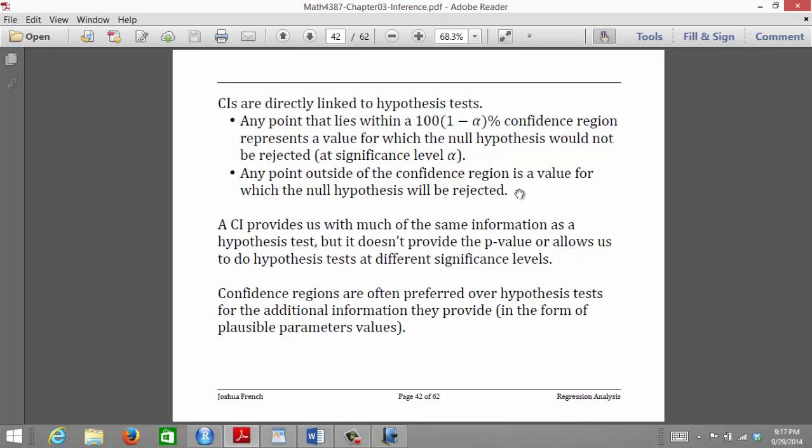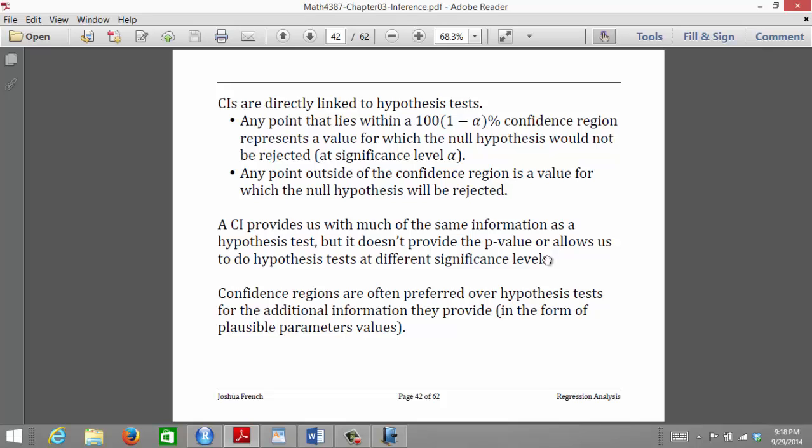A confidence interval doesn't give us some of the same information that a hypothesis test does. For example, we don't get a p-value when we construct a confidence interval, and we can only construct a confidence interval at a specific confidence level. And so we don't know what the results would be if we constructed an interval using a different confidence level.